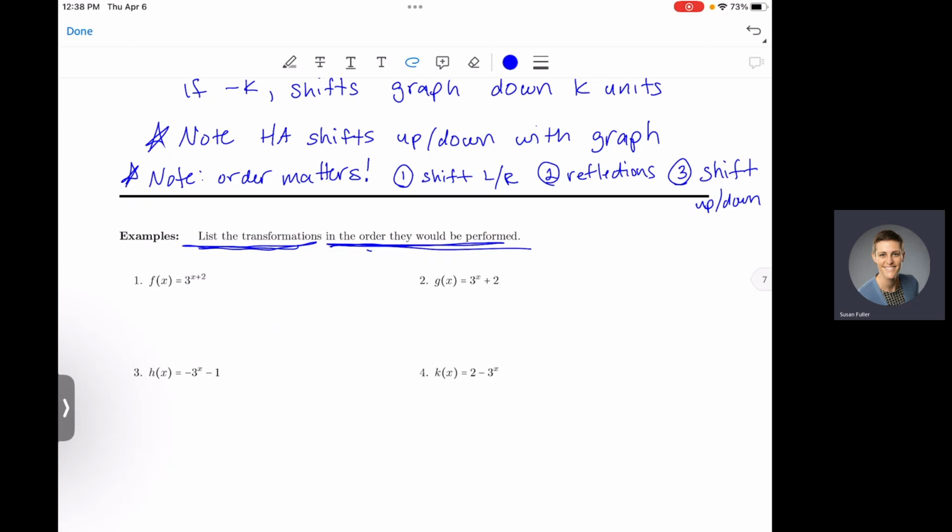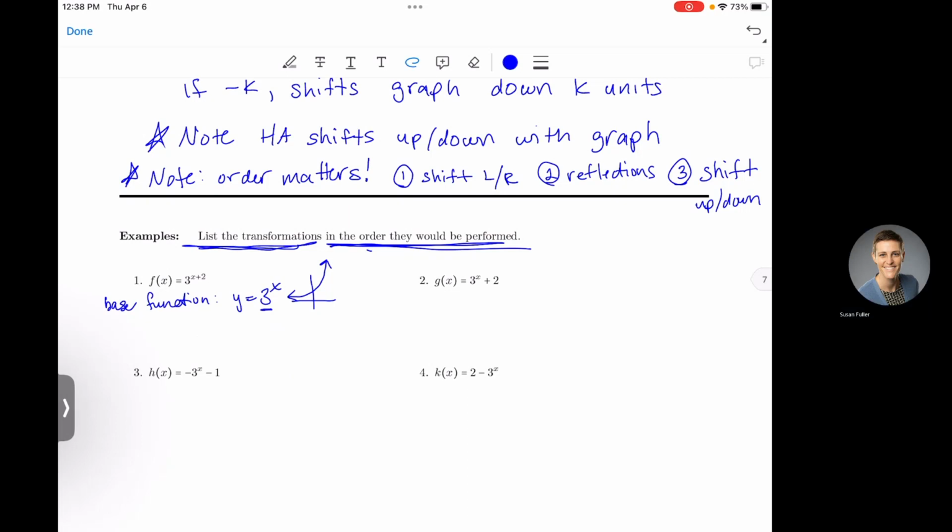So our function here, f of x equals 3 to the x plus 2 power. Now, our base function here, which is the one that we would graph first and we would be transforming, is y equals 3 to the x. Our base here is bigger than 1, so we're going to look something like this. We're going to increase from left to right. We're going to have an exponential growth graph here. So this is our base graph, and what kind of transformations are we going to have to do to that graph? What transformations appear here?